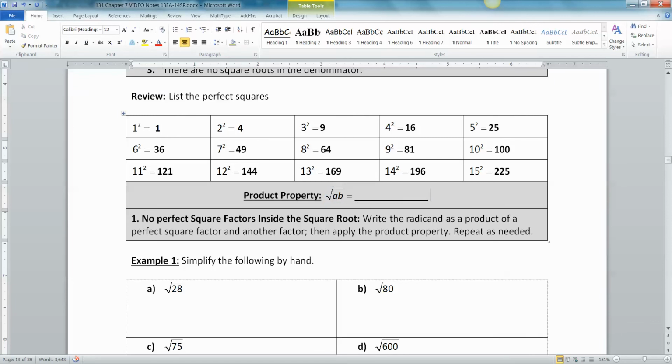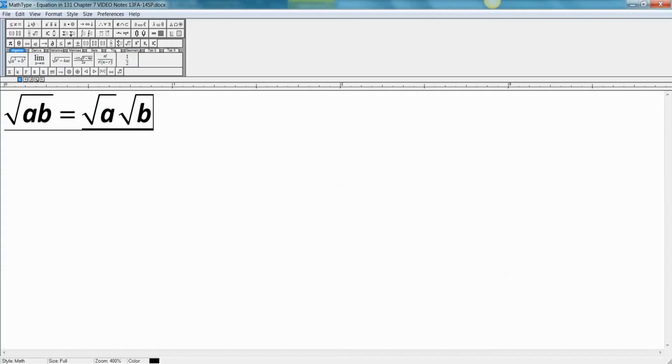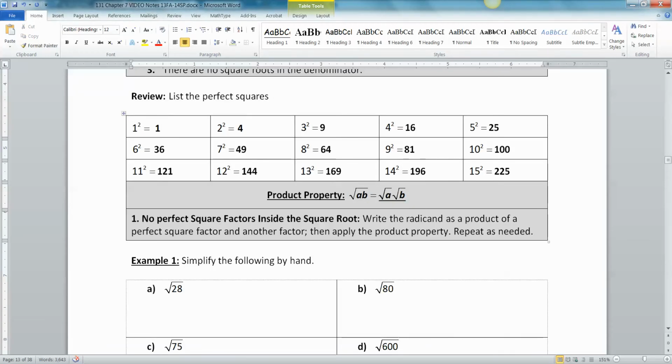But before we get into that, we need one more property, and that's the product property. The product property says that the square root of a times b is equal to the square root of a times the square root of b. In other words, you can take multiplication of square roots and break it up into two pieces.